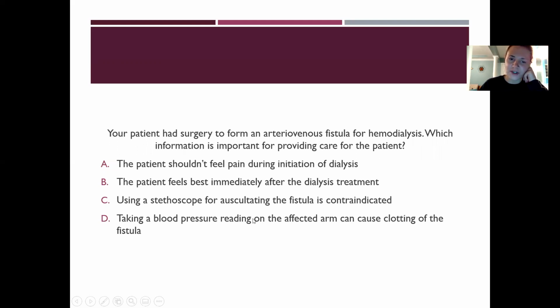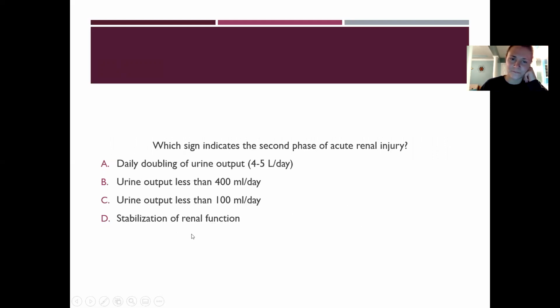And then taking a blood pressure reading on the affected arm can cause clotting of the fistula. That is the correct answer. You would not want to cause clotting or bust the fistula and cause hemorrhaging, because that's going to be a high pressure vessel. Either one of those outcomes would be very bad for the patient. So the correct answer here is D.